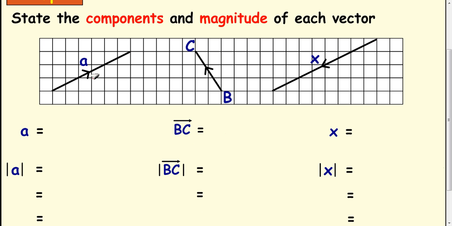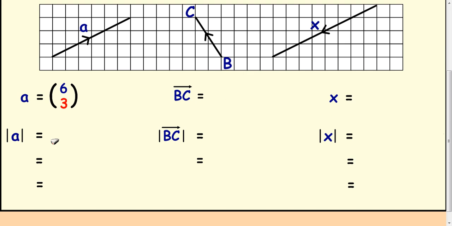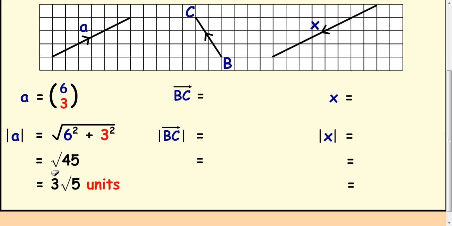So the components of this first vector, we start here and we go along and then up, because the vector is moving in this direction, up diagonally. So 1, 2, 3, 4, 5, 6 along and 3 up, so (6, 3). Magnitude, square root of 6 squared plus 3 squared. So that's 36 plus 9, which is 45. Break it up into square root of 9, square root of 5, which is 3 root 5. Again, remember I've got these in bold, so remember to underline them in your textbooks.